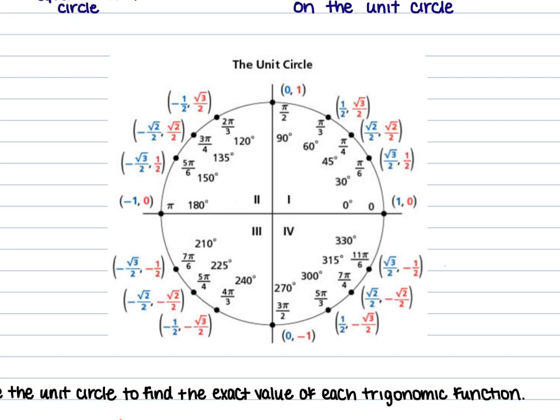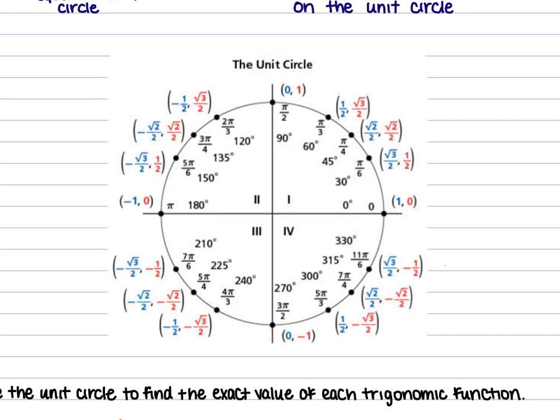So if you're working with your first quadrant, that top right-hand corner quadrant, both x and y terms in that ordered pair are going to be positive. If you're working with your second quadrant, the top left-hand corner, your x value is going to be negative. If you're working with your bottom left-hand corner, the third quadrant, both terms are going to be negative. And then if you're working with the bottom right-hand corner, the fourth quadrant, only your y value will be negative.